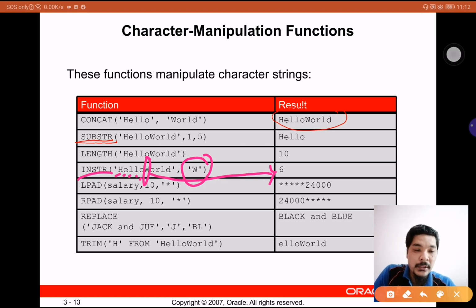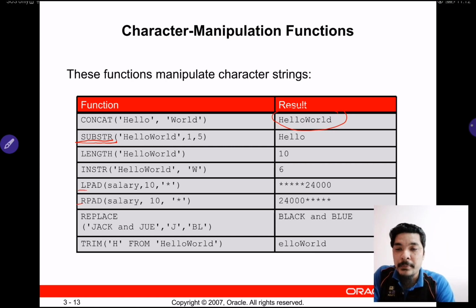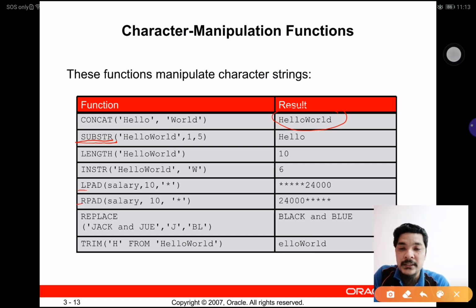So clear. And the next one is LPAD and also RPAD. Two different things. L is for the left one, R is for the right one. So what does this mean?